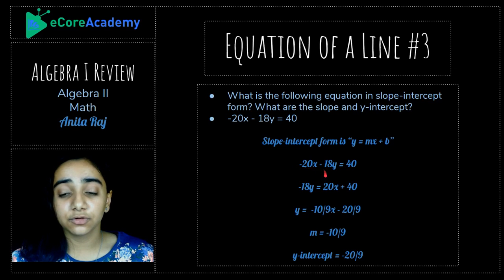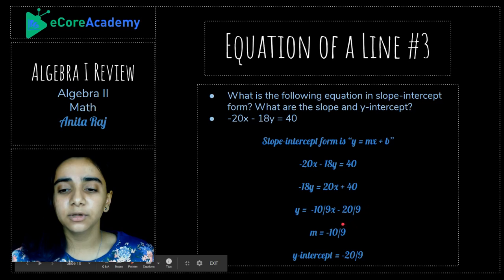We want to get y by itself because y equals mx plus b. So the first step is to add 20x to both sides. So you get negative 18y equals 20x plus 40. Then you want to get y by itself. So in order to do that, you divide by negative 18. So you get y equals 20 divided by negative 18, simplified is negative 10 over 9 x. And then you do 40 divided by negative 18, simplified is negative 20 over 9. So taking this slope-intercept form, we can see that our slope is negative 10 over 9, and our y-intercept, b, is negative 20 over 9.